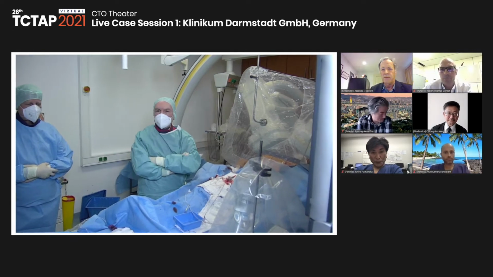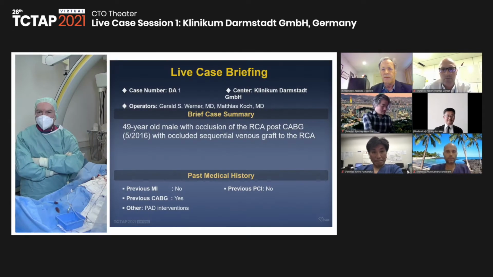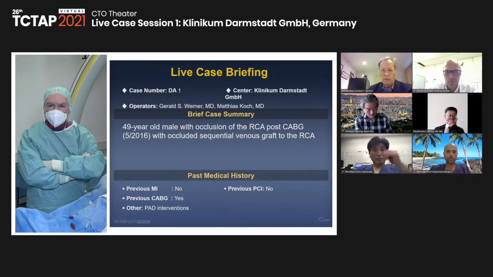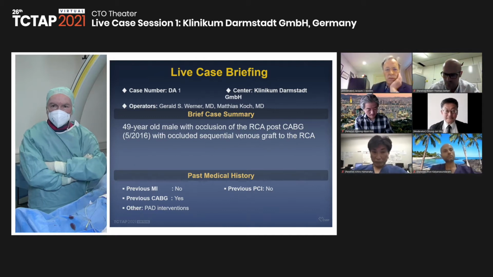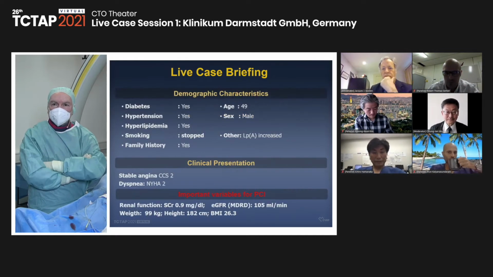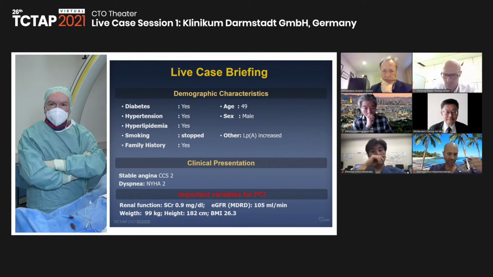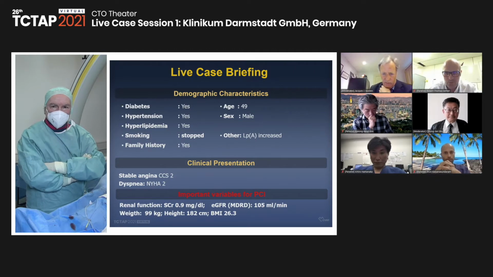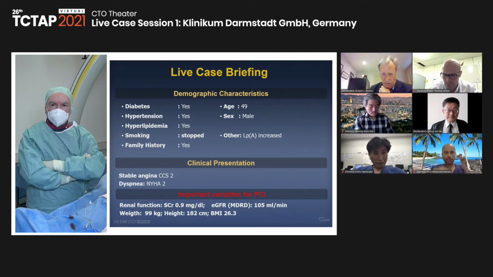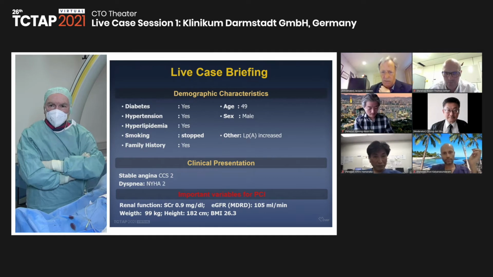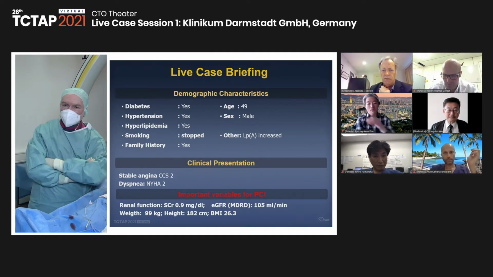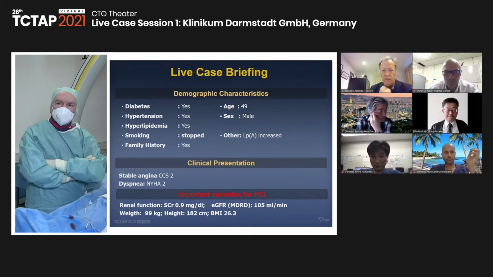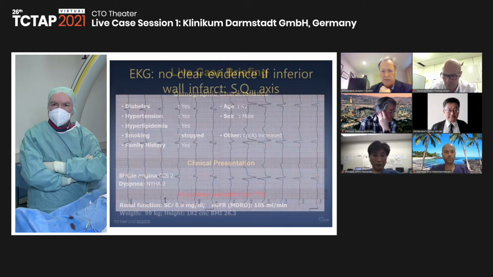Now let me introduce the case. It is a 49-year-old male. He had this bypass surgery in 2016. He has also peripheral artery disease and several interventions. Next slide. He has a lot of risk factors, among them diabetes. He stopped smoking, and he has, after some time post-surgery, again developed chest pain and dyspnea. He has normal renal function, which is important, and he has a quite favorable body mass index, which is good for our X-ray balance.